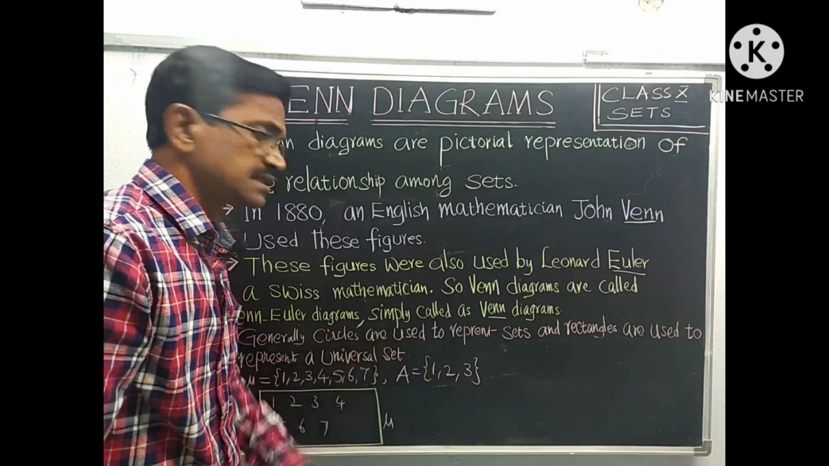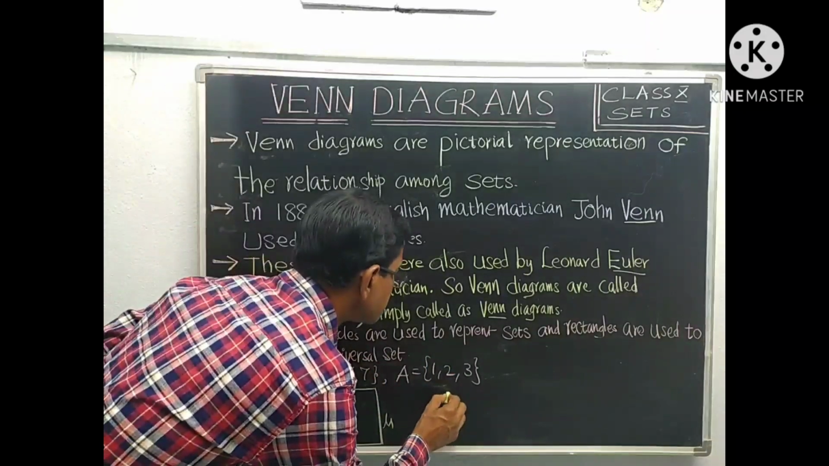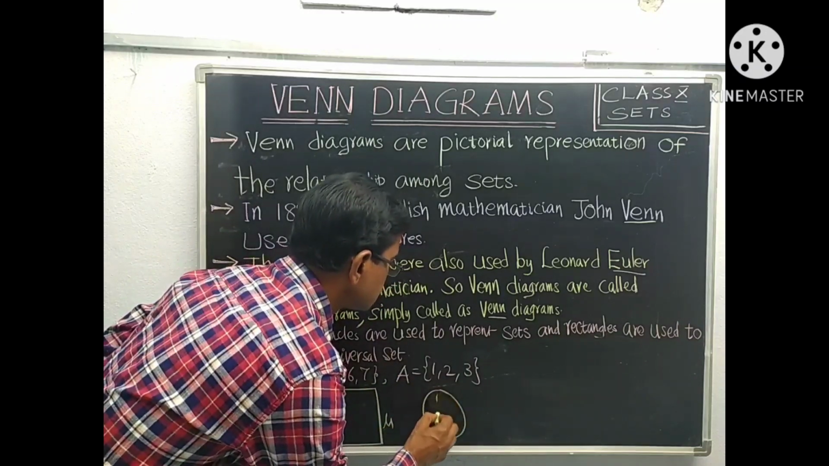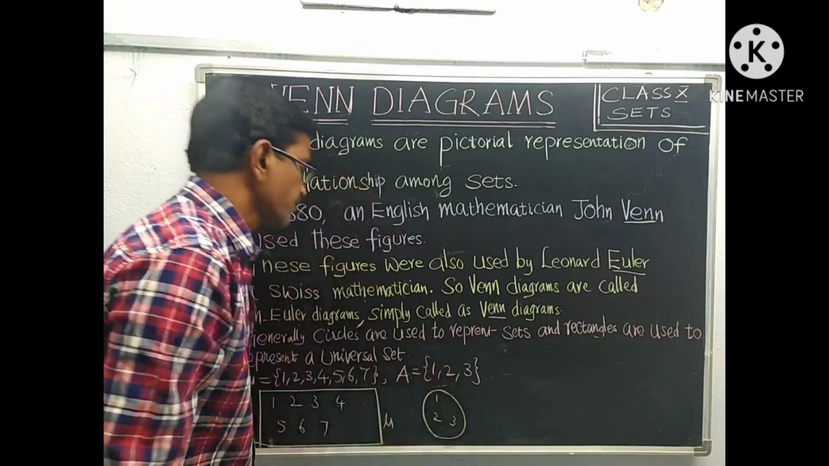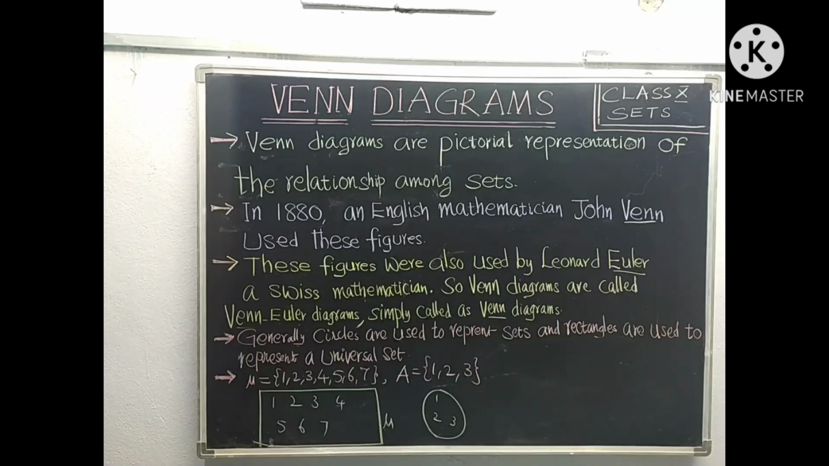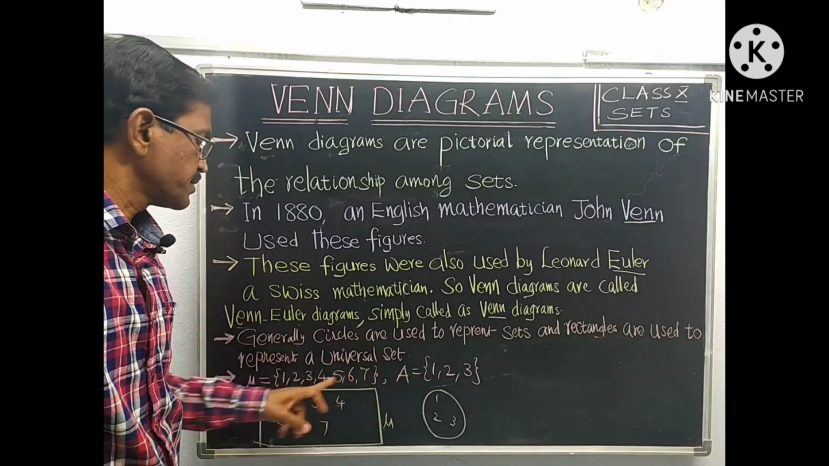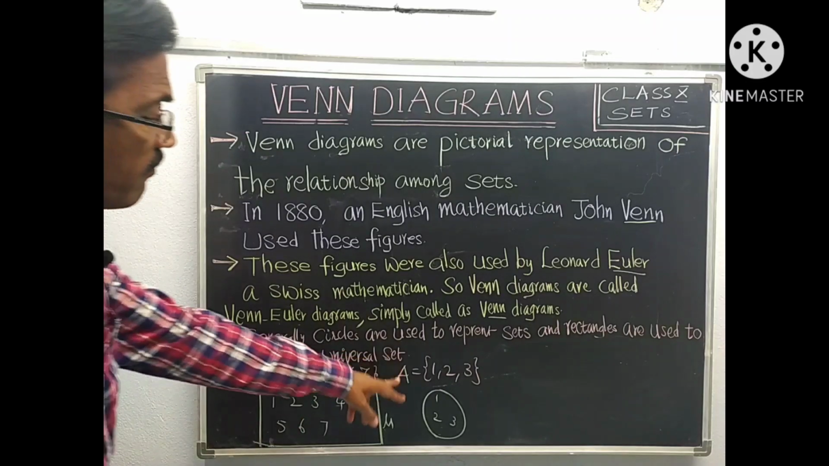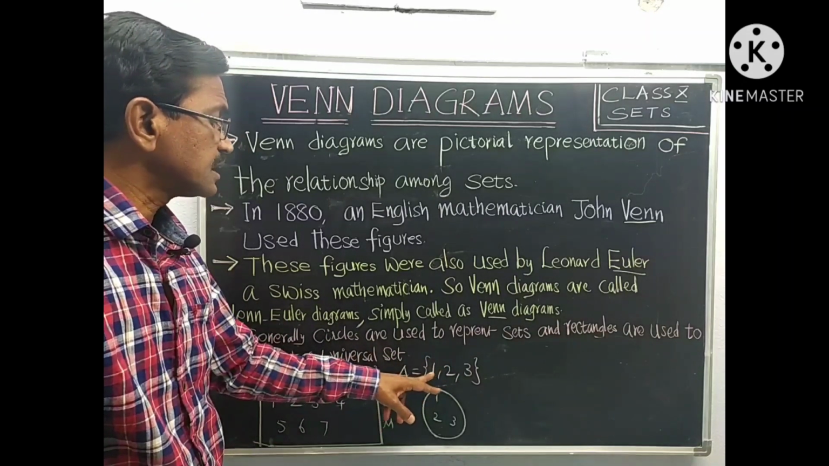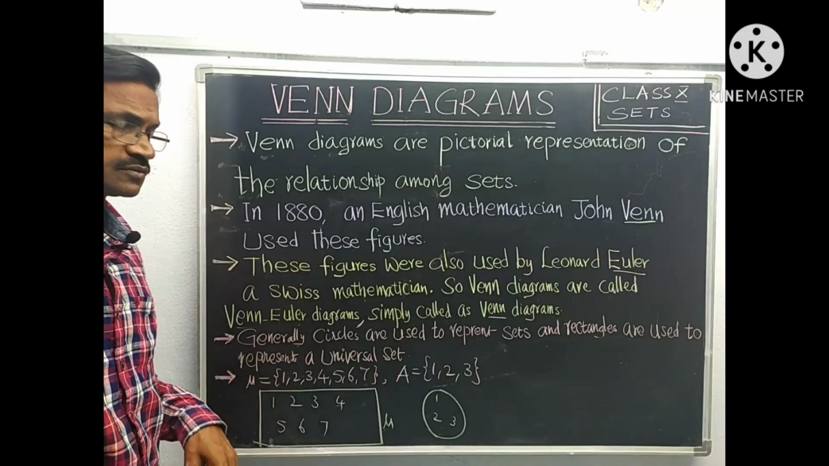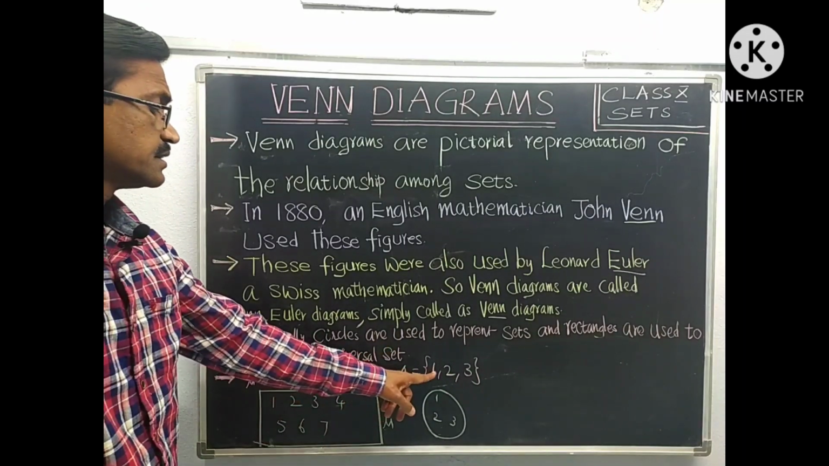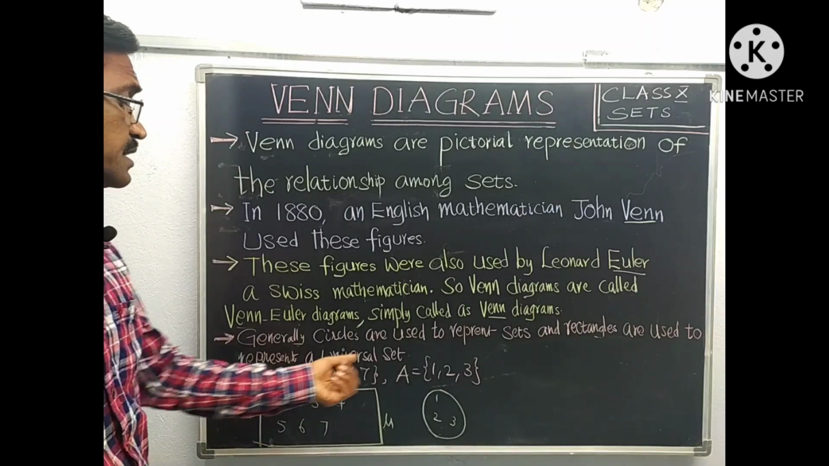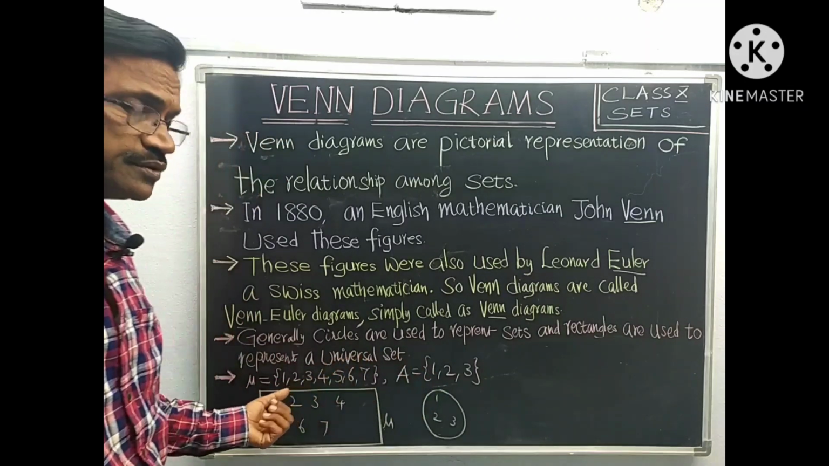And this is a set A. We represent this by circles. Here 1, 2, 3. Now, what is the relationship between μ and A? Every element of A also belongs to μ. Therefore, A is a subset of μ. The relationship between μ and A is that A is a subset of μ.